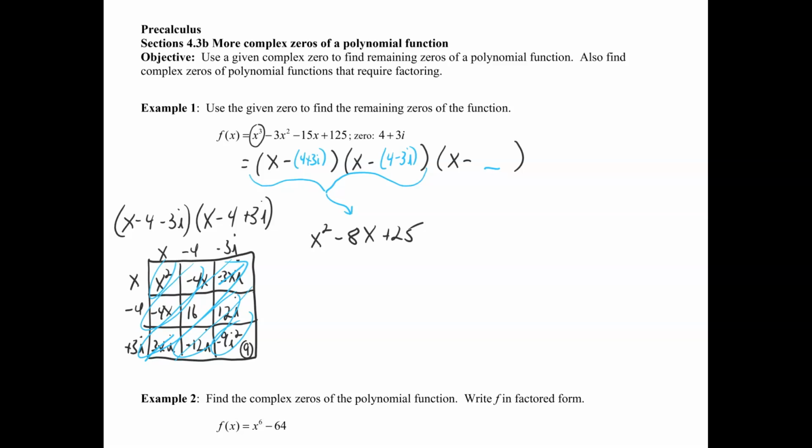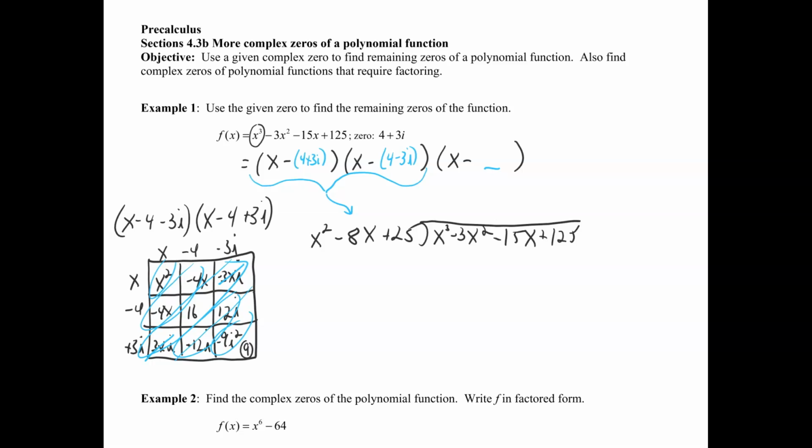So that means we can now divide this trinomial into this third degree 4-term polynomial, and whatever we get for the quotient will be our other factor. So let's go ahead and do that. Long division, can't use any synthetic division with this. x to the third minus 3x squared minus 15x plus 125.